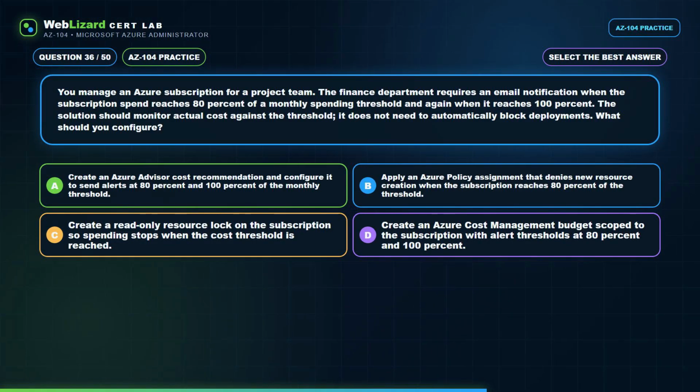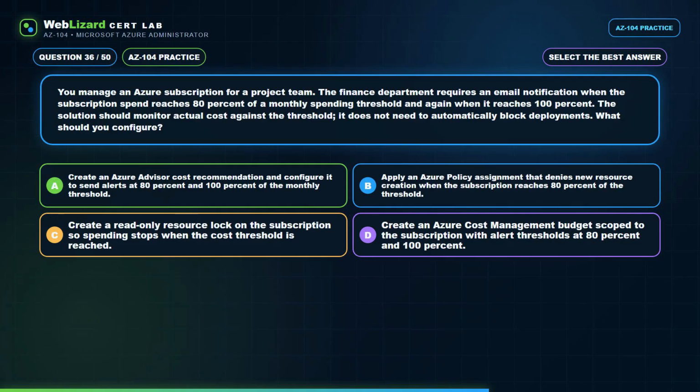Question 36. Select the best answer. You manage an Azure subscription for a project team. The finance department requires an email notification when the subscription spend reaches 80% of a monthly spending threshold, and again when it reaches 100%. The solution should monitor actual cost against the threshold. It does not need to automatically block deployments.